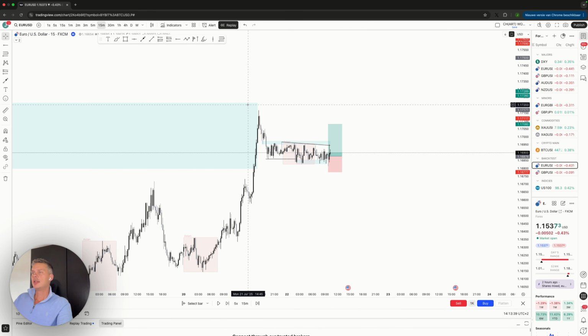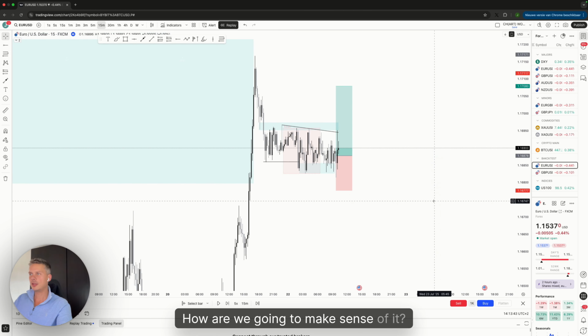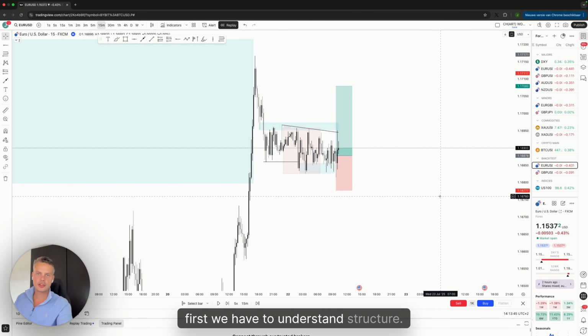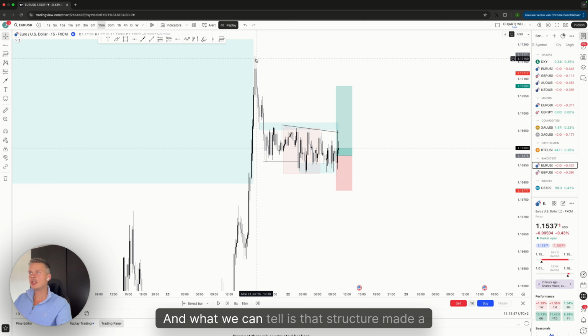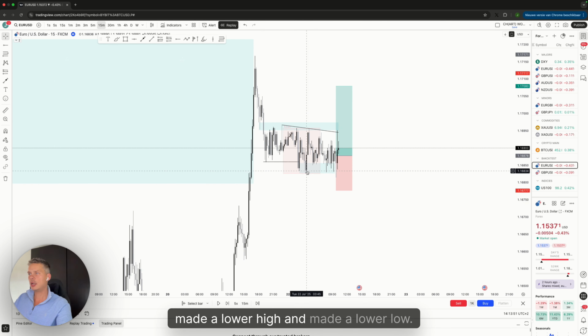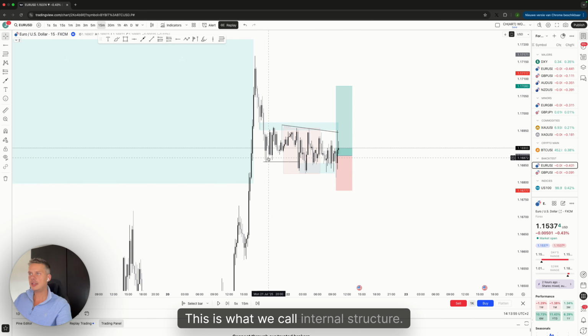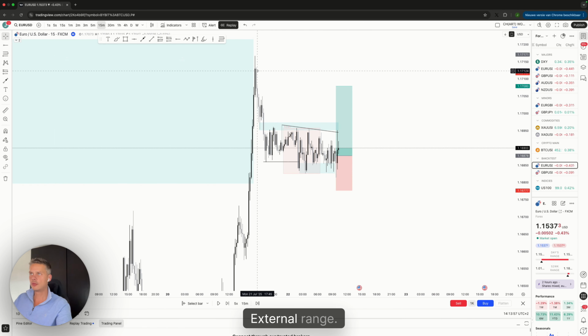All right, so now we have this little type of price action. How are we going to make sense of it? Well, first we have to understand structure. And what we can tell is that structure made a high, made a low, made a lower high, and made a lower low. This is not main structure. This is what we call internal structure. External range, internal range.